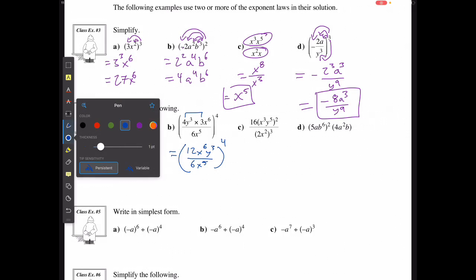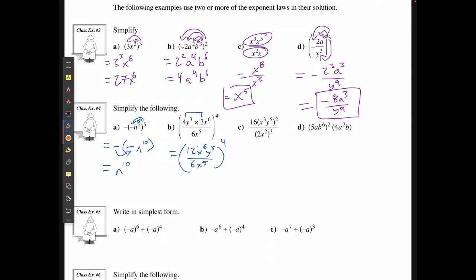Then I can simplify. Simplify the coefficients, simplify the x's, and then simplify the y's. Well, there is only one y, so I can't simplify that. But if I take 12 divided by 6, I have 2. X to the 6 divided by x to the 5 leaves me with just a singular x, and then I still have that y to the 3. And all of this is to the power of 4.